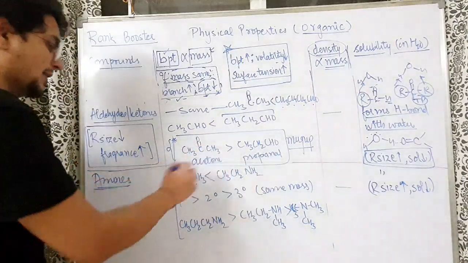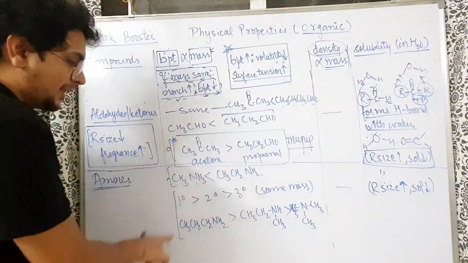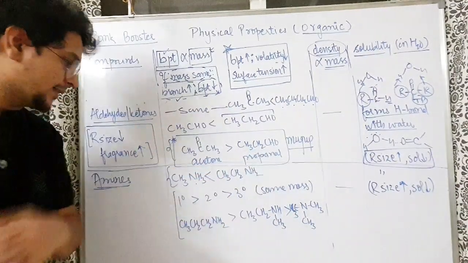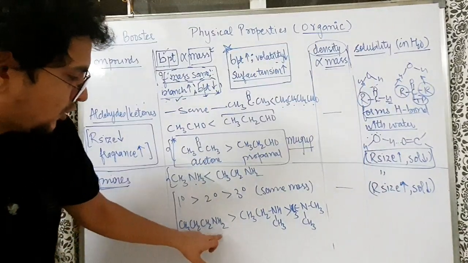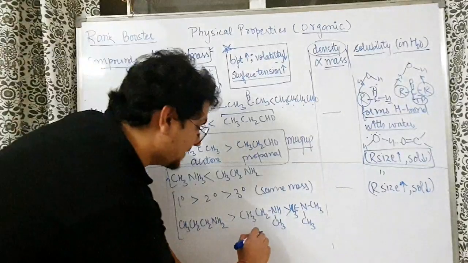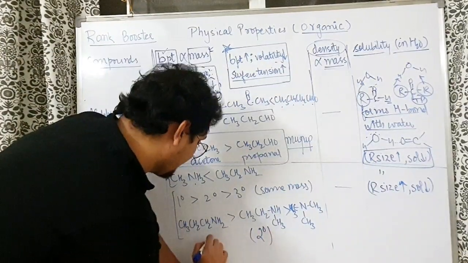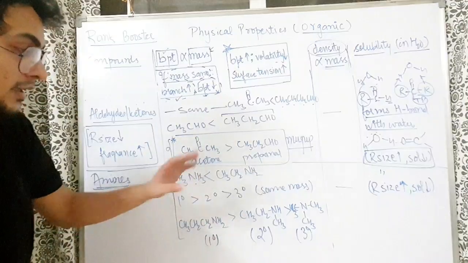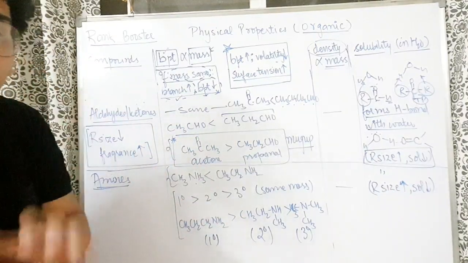Obviously ethanamine will win. Why? Because more mass is there, so boiling point will be higher. Primary versus secondary versus tertiary amine, if the mass is same, let us see the example. CH3CH2CH2NH2, CH3CH2NHCH3. This is secondary amine. The problem is that people do not realize, even by the end of the session, what is primary, secondary, tertiary amine. They consider primary, secondary, tertiary alcohol and amine nearly in the same way.